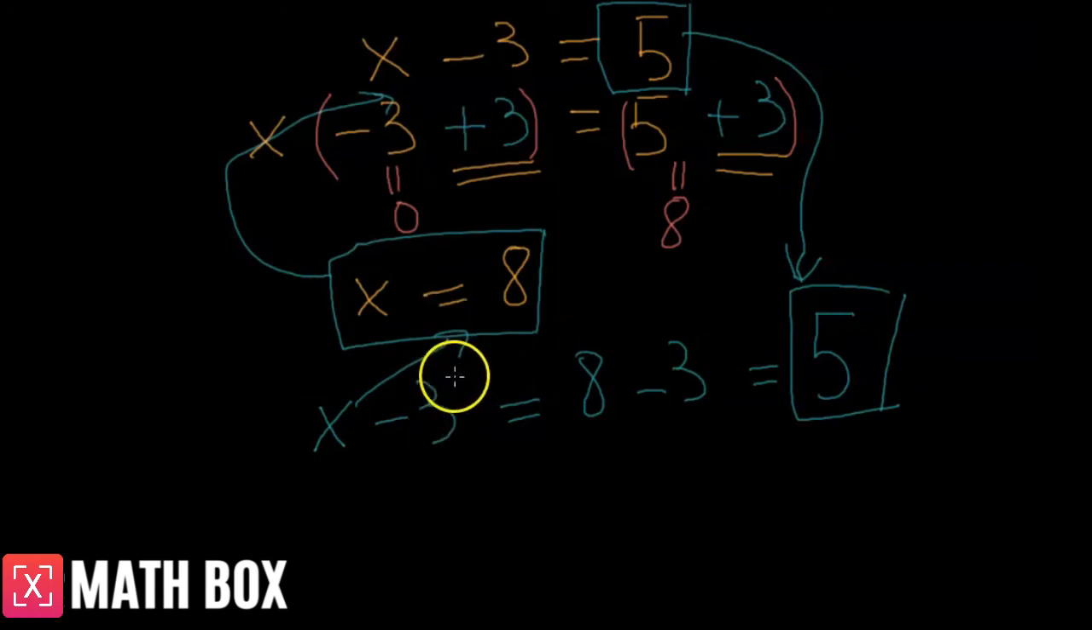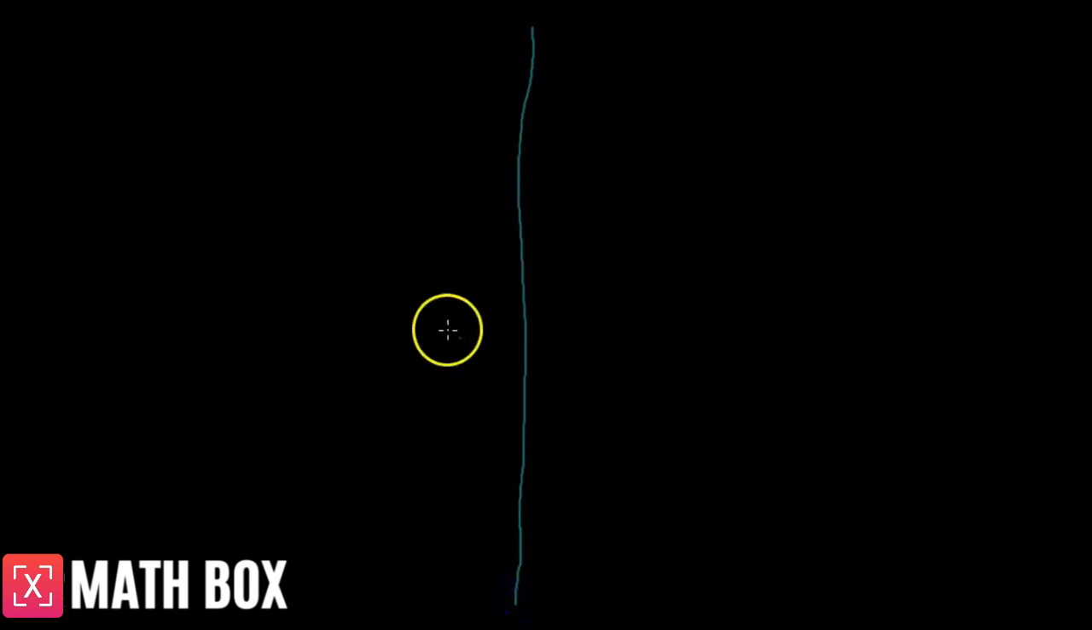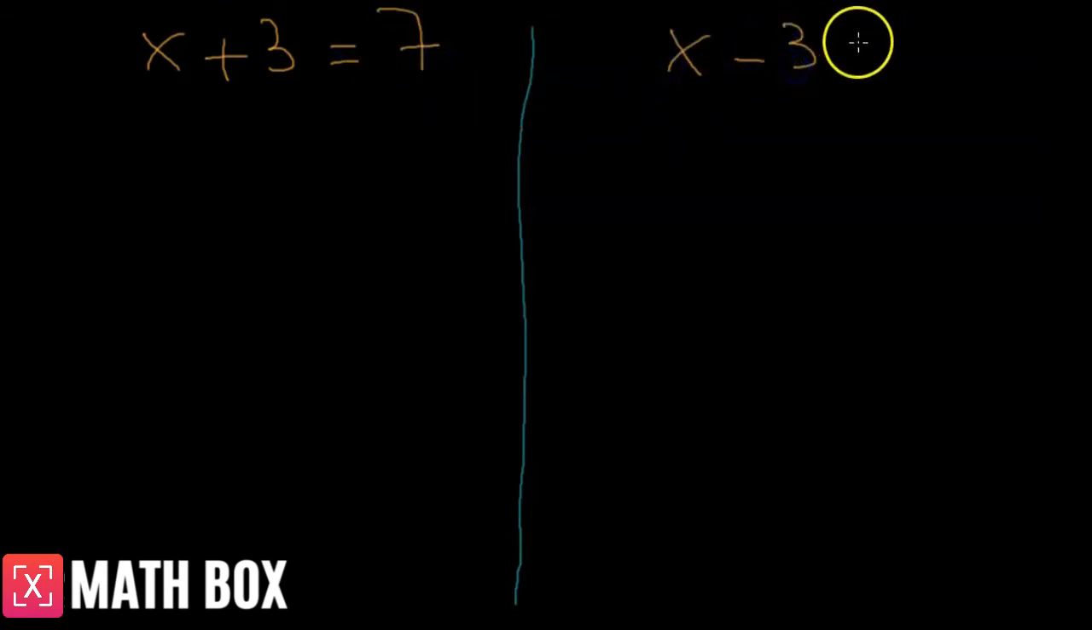Okay, so now let's try to understand the difference between the two equations. So we're going to draw a line here, and we try to solve this equation, x plus 3 equal to 7 and x minus 3 equal to 7. So they are both almost the same, but here we have plus and here we have minus.